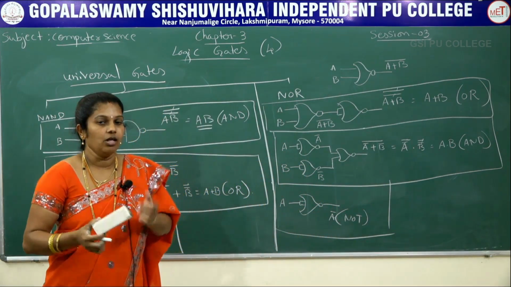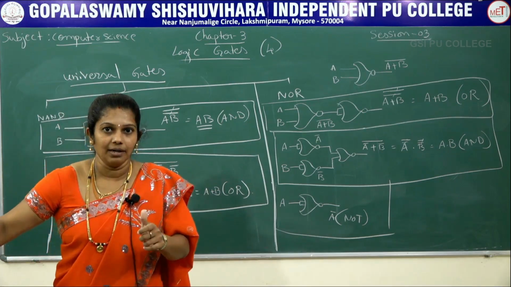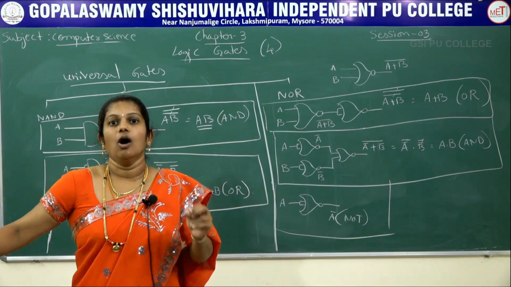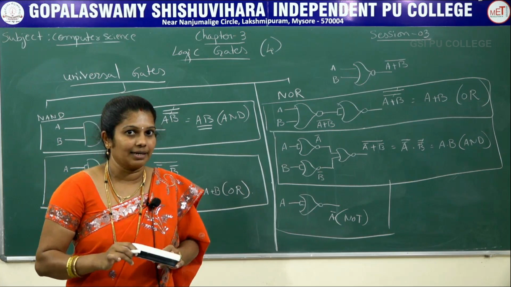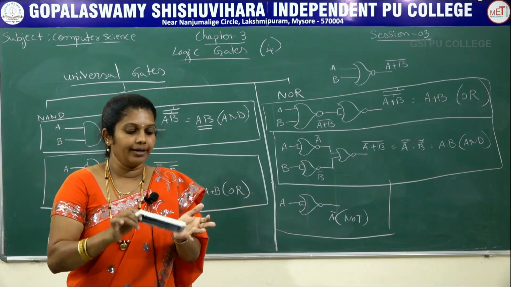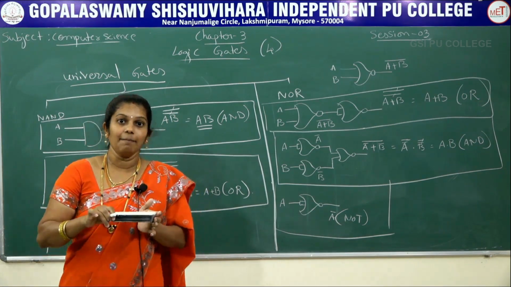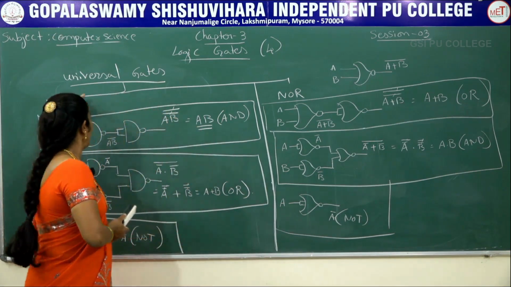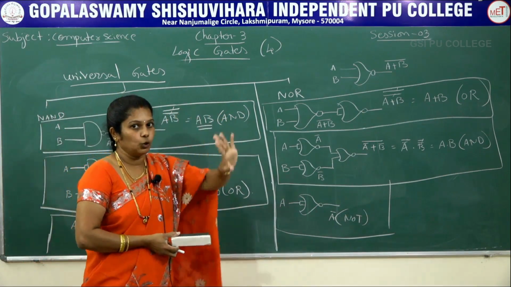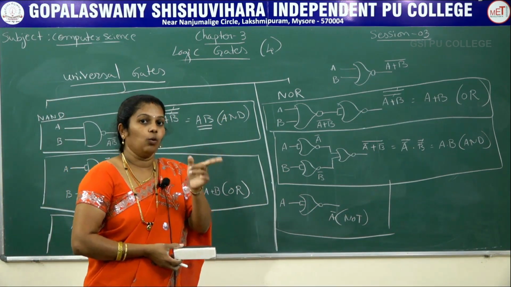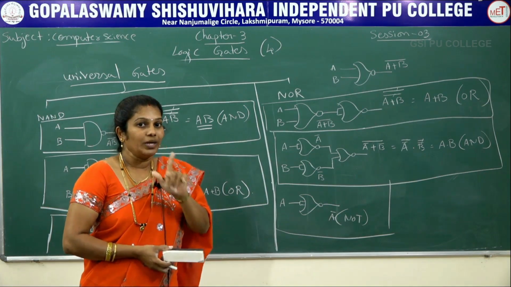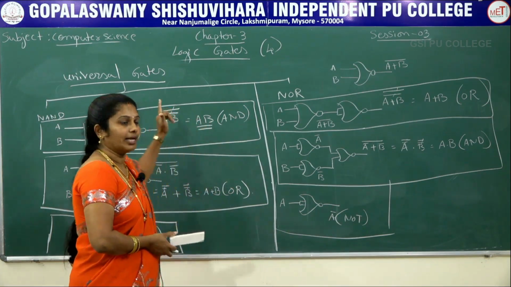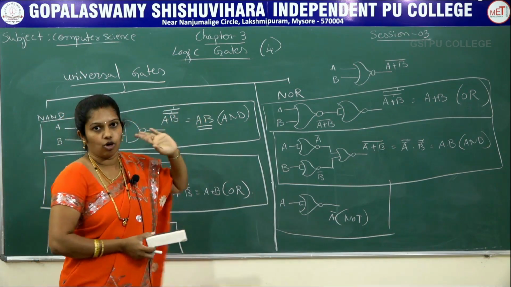Once again I am going to recall, universal gate is nothing but by using these gates all basic gates can be constructed. Which are the basic gates? AND gate, OR gate, NOT gate are the basic gates. That's why NAND as well as NOR are called universal gates. In the exam they may ask for 1 mark, which are the universal gates? At that time you have to mention NAND as well as NOR.